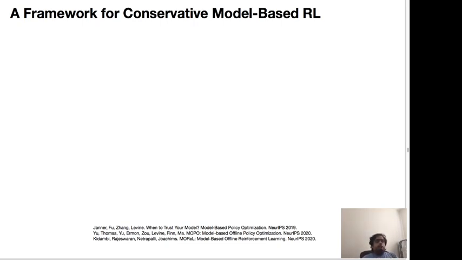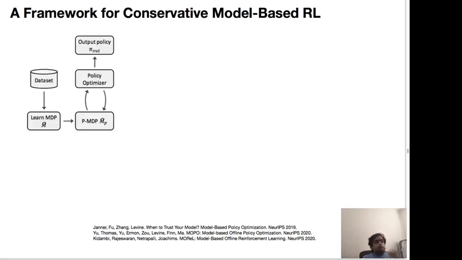Let's first discuss a broad framework for doing conservative model-based RL, and then we'll go into some specific algorithmic instantiations that have been done by researchers very recently, which fall into this framework. In model-based RL, typically you learn a dynamics model for the MDP that you're operating in, and optimize the policy against this dynamics model using planning or Dyna or some other model-based algorithm. In this conservative framework for offline model-based RL, we'll have an additional bit that is marked as the P-MDP, or a conservative or pessimistic MDP.